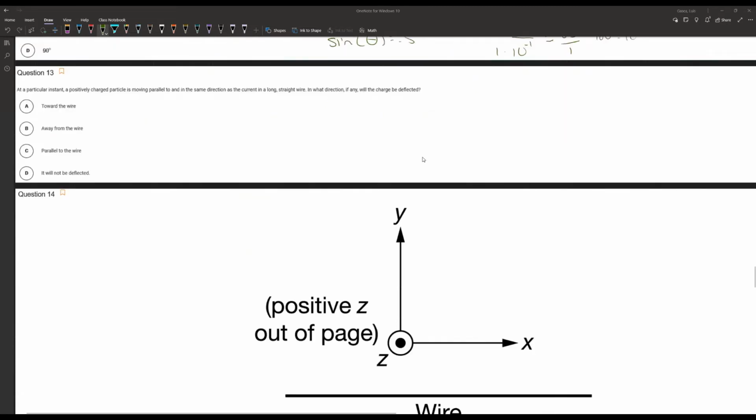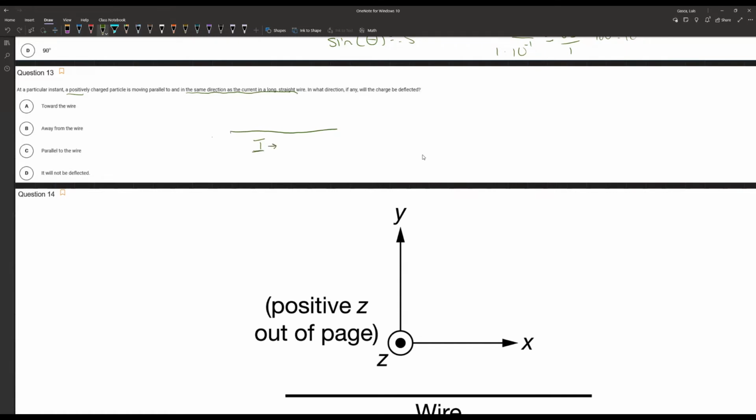Alrighty, 13. At a particular instant, a positively charged particle is moving parallel to and in the same direction as the current in a long straight wire. In what direction, if any, will the charge be deflected? They don't give us directions here, but they use the directions relative to the wire. So let's draw a little wire, and we're going to define the direction to be to the right because it's easiest to work like that generally.